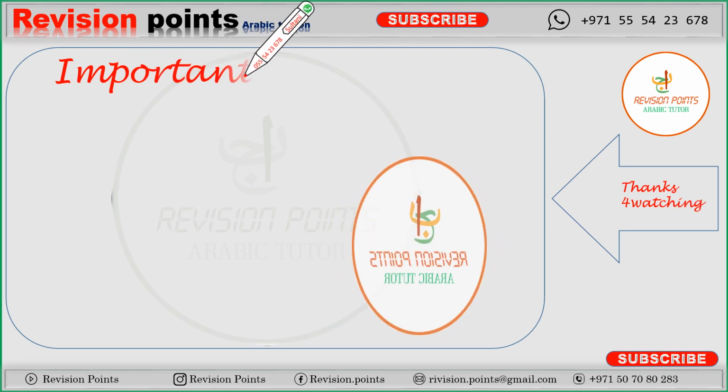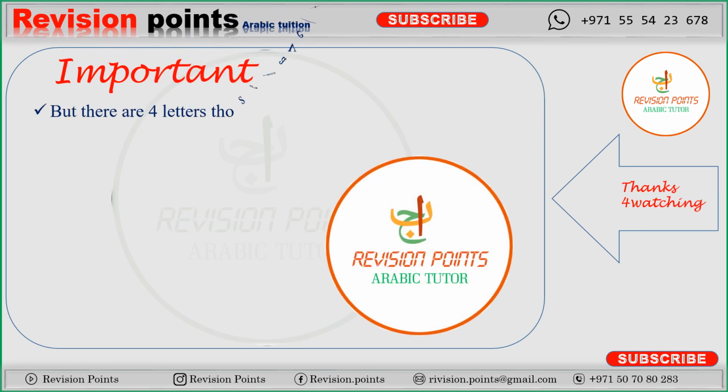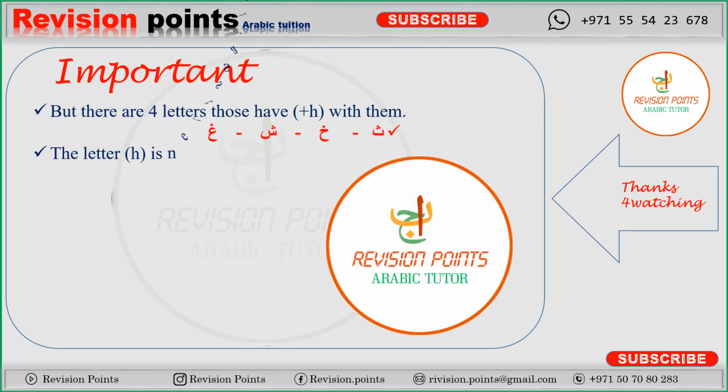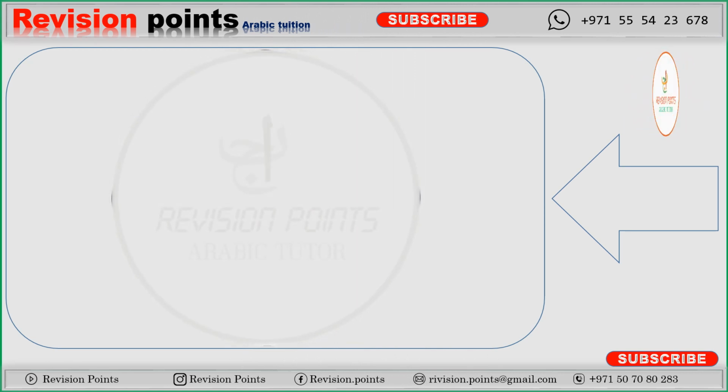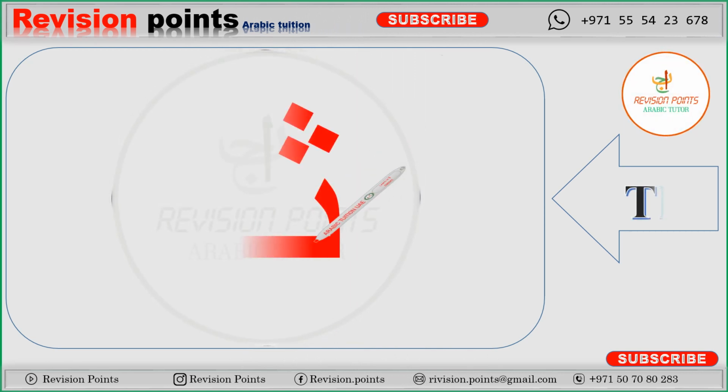important. There are 4 alphabets. Those have H with its pronunciation: Sa, Ha, Sheen and Ghain, and it is necessary to write. Sa is starting with T plus H.